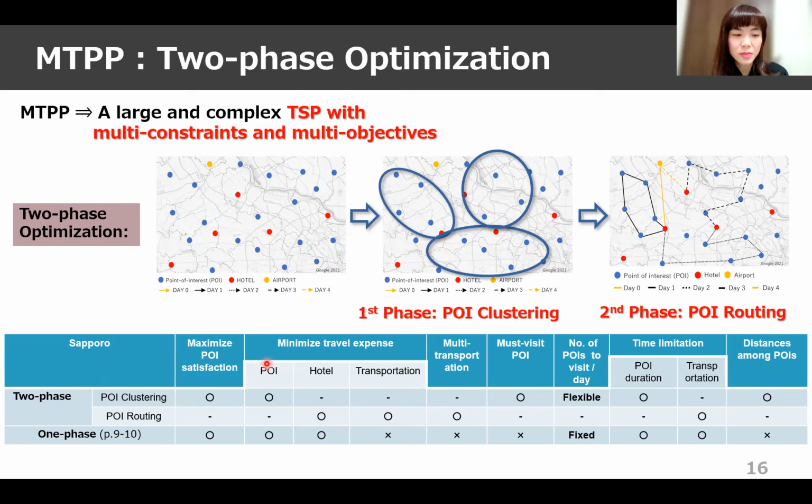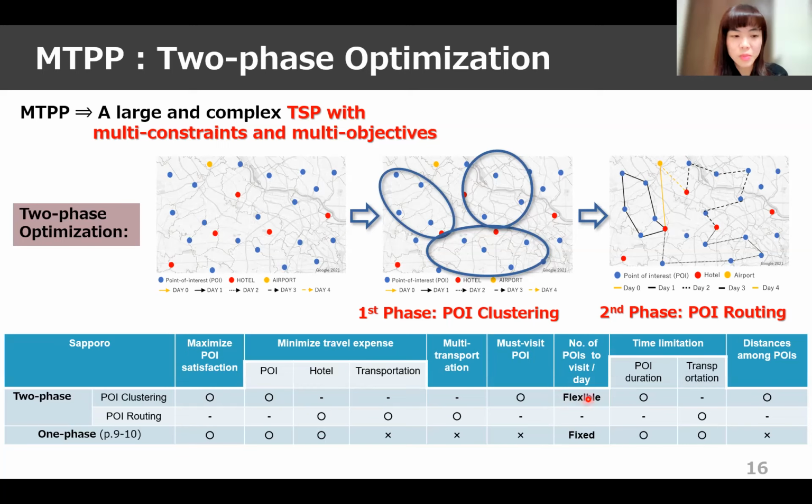The main difference between the two-phase and one-phase is that we consider the transportation part in the two-phase: the fees, and how we should go from here to here, by foot, by car, or by bus. And also the must-visit POIs are considered in the two-phase method. It means if the user would like to go to some specific POIs, then we can accomplish that.